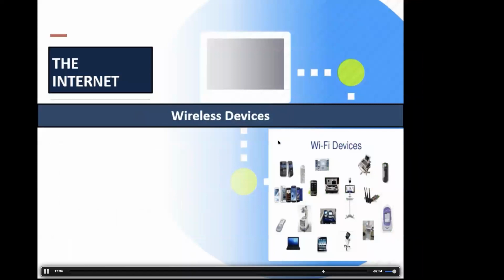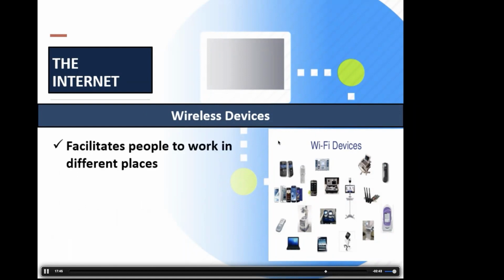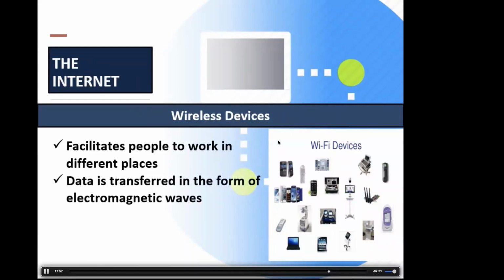Wireless devices and devices with wires almost perform the same functions, but wireless devices have many advantages over devices with wires. It facilitates people to work in different places where they cannot take devices with wires attached to them. We are using many electronic devices, but the use of wireless devices is making our life a bit easier. In wireless devices, the data is transferred in the form of electromagnetic waves, which are the main part of the electromagnetic spectrum present in the atmosphere.